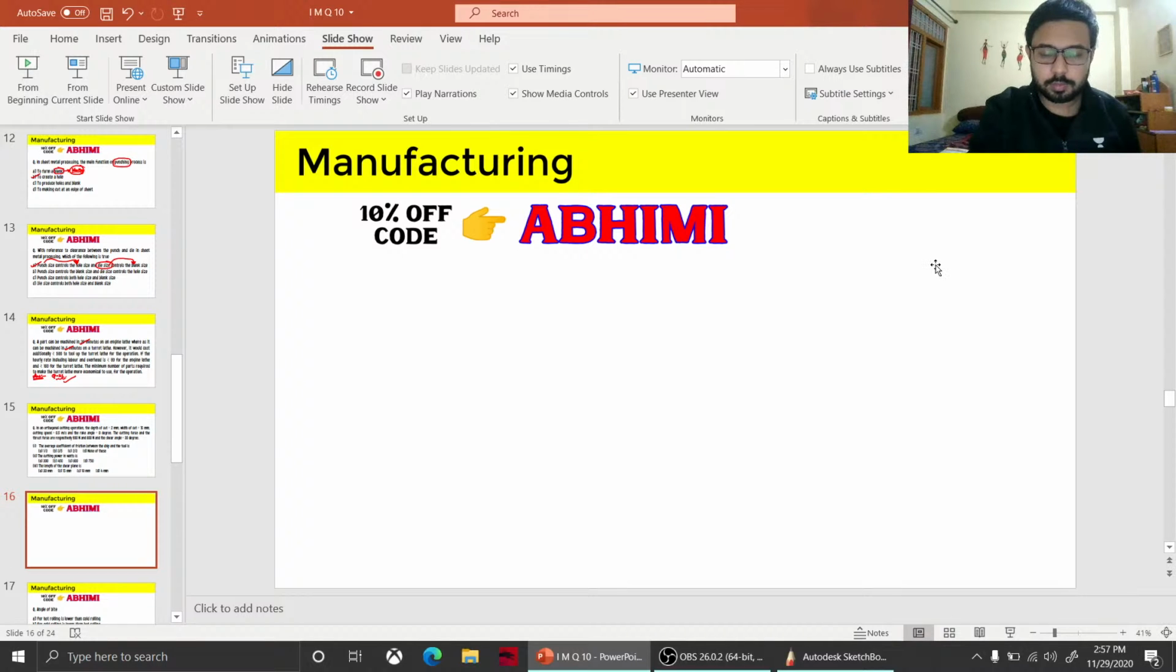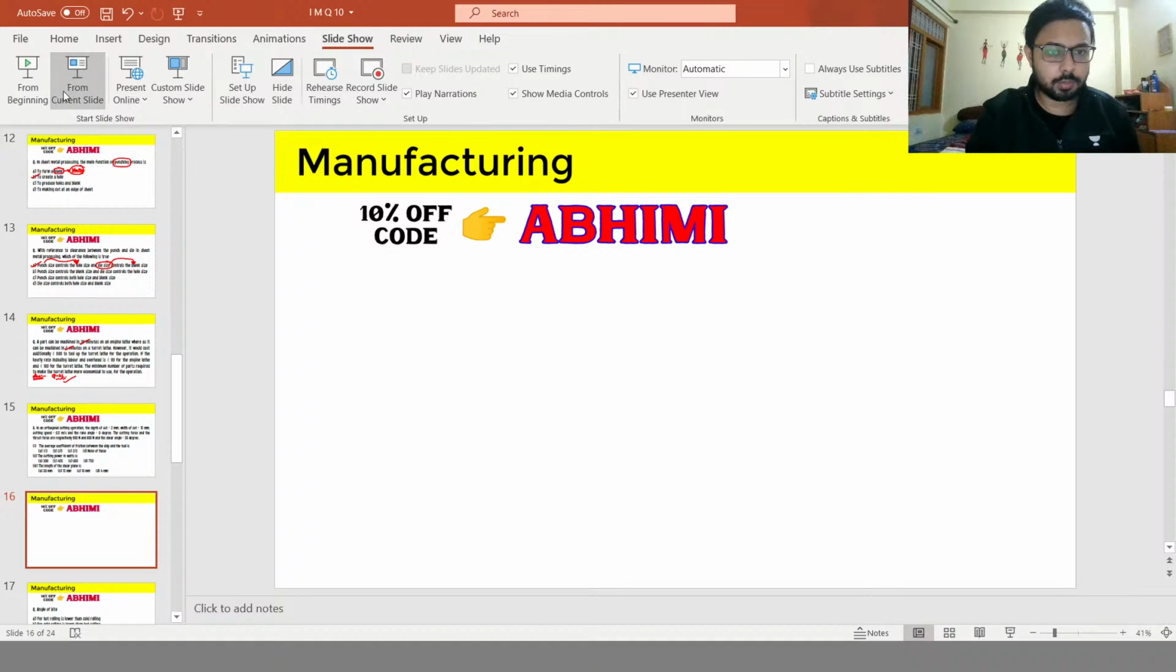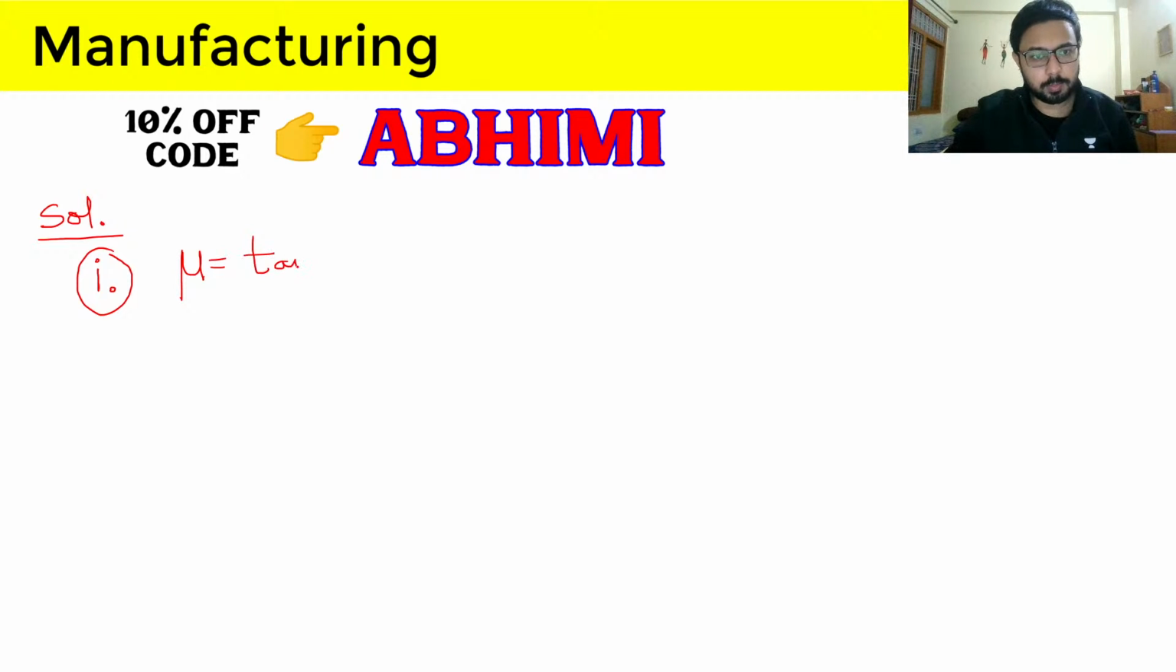So let's do the question here. The first part of the question that we are doing right here is asking us the coefficient of friction, which is nothing but tangent of beta, where beta is your frictional angle. So what will be the value of this mu? To know the value of mu, we should know first of all the value of beta.